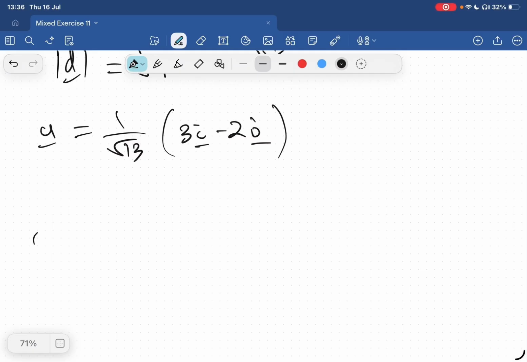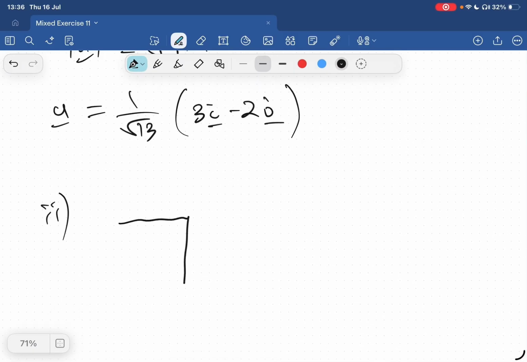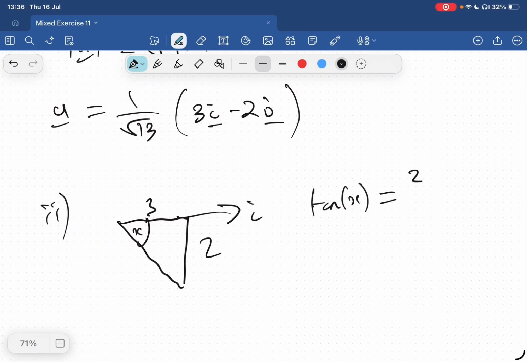That's our unit vector. Now the angle this makes, we're going 3 in the positive direction, 2 in the negative. So we want to find this angle because this direction is i. We want to find x. Tan x is opposite over adjacent. So then x is tan inverse of 2/3, which is 33.7 degrees, and we've got to specify below. And that's your answer for question 9.